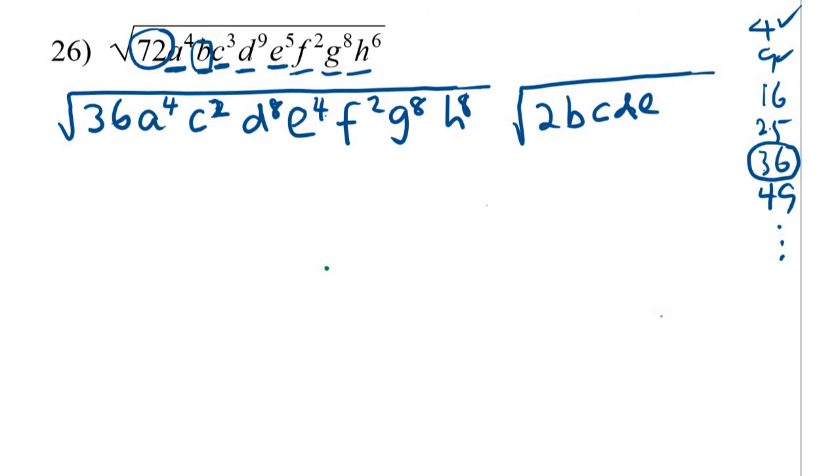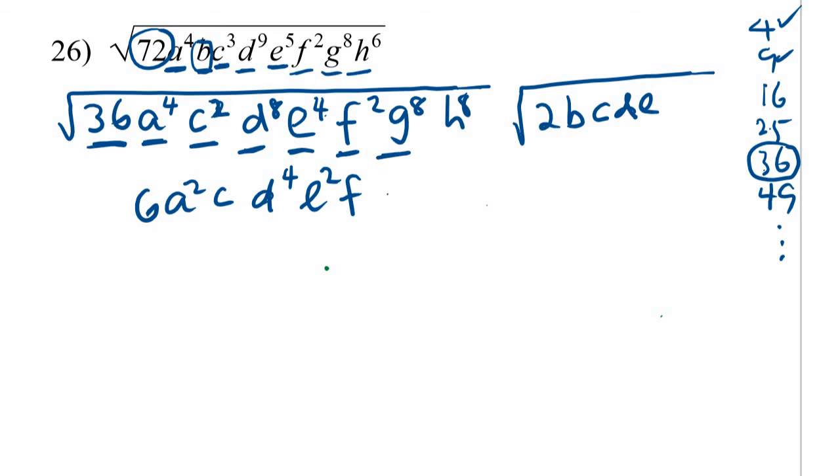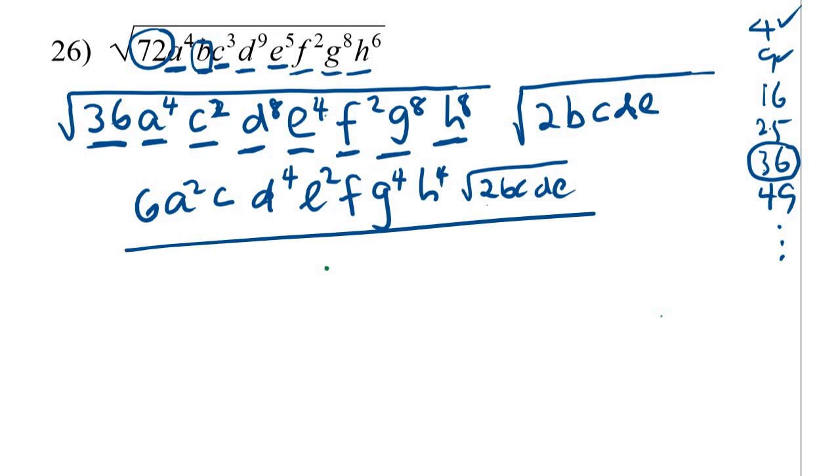So we're ready for the last step now, which is to take the square root of 36, which is 6. And the square root of a to the 4th is a squared. The square root of c squared is c. d to the 8th is d to the 4th. e to the 4th is e squared. f squared is just f. g to the 8th is g to the 4th. And h to the 8th is h to the 4th. And then we just write the other ones that cannot be simplified and keep them inside here: b, c, d, e. And that's it.